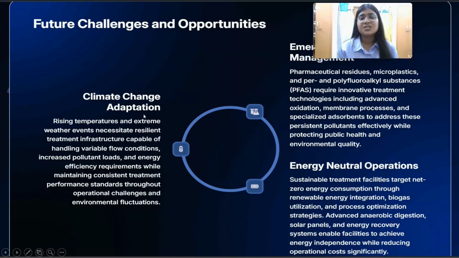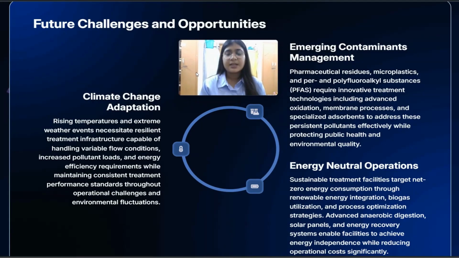Climate change and adaptation. Climate change is a big challenge to wastewater treatment plants, because rising temperature leads to microorganisms slowing their metabolic pathways, and they are reducing every process they were doing previously. And in low temperature also they are not working properly.